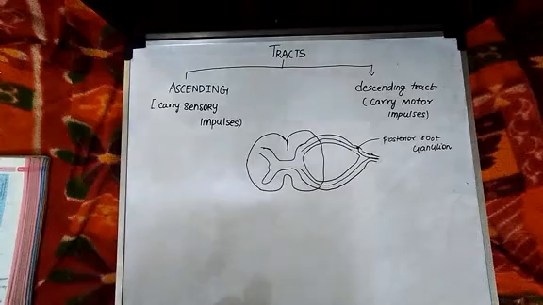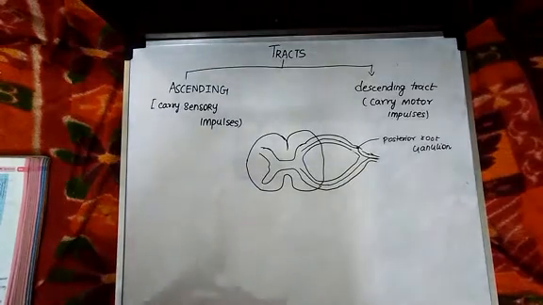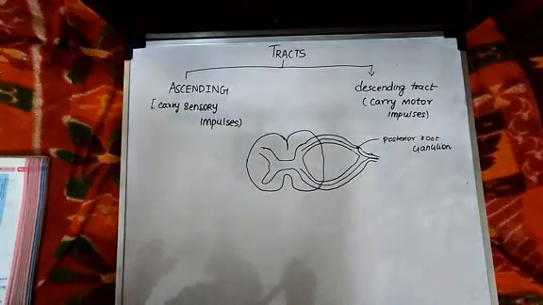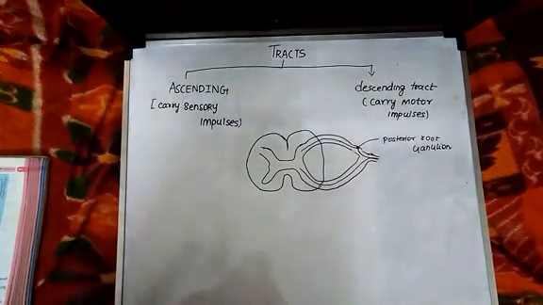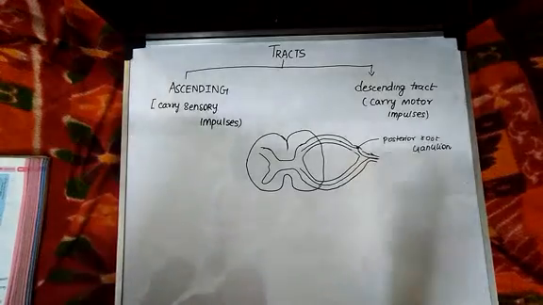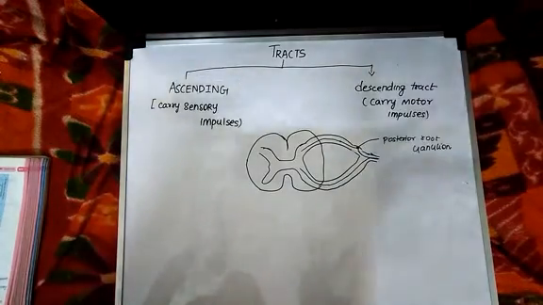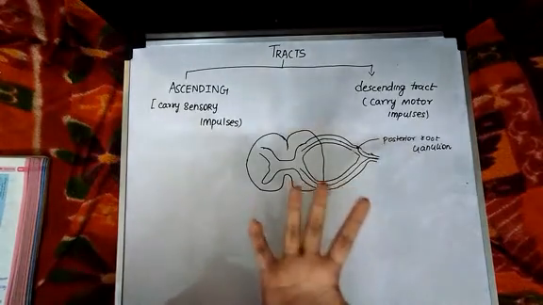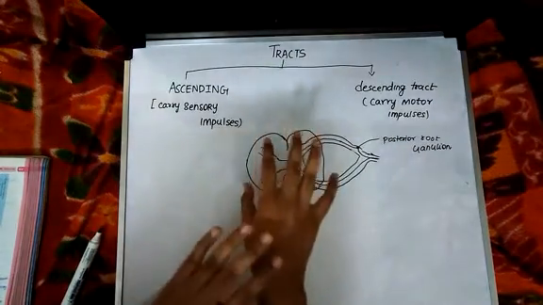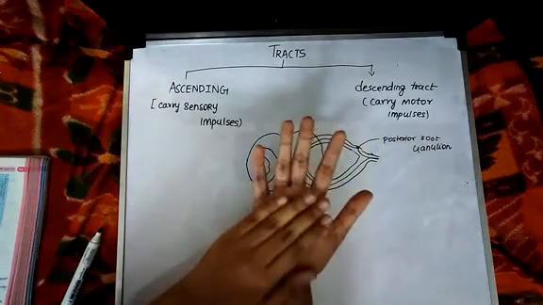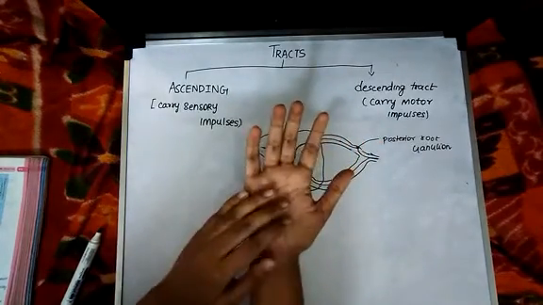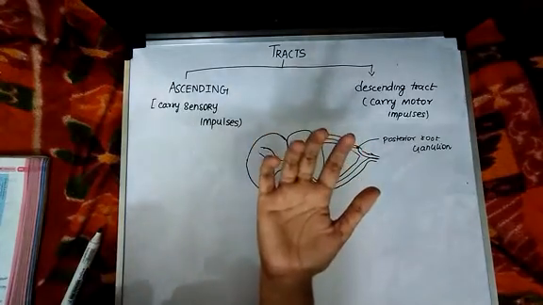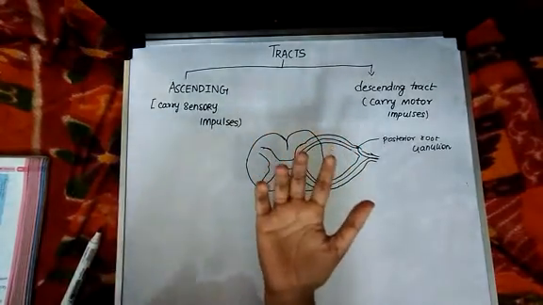So you always know that your ascending tract will carry the sensory impulses. Once you are keeping your hand on a hot object, immediately the heat, that is a sense, right? The temperature is a kind of sense that is carried from the receptors. If you are touching any hard object with your hand, immediately the sensory receptors present in your hand will send the sensory impulses from the hand to the spinal cord. So these are nothing but ascending tracts carrying it.